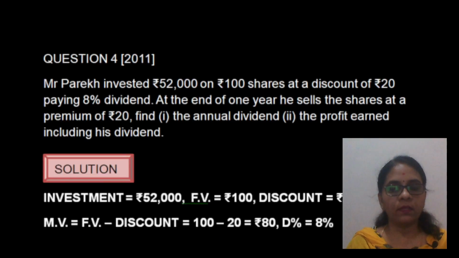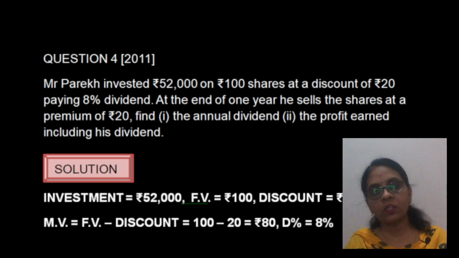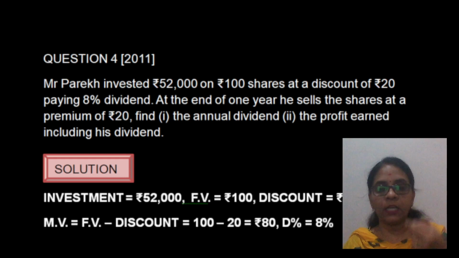So let's start this sum. This is from the year 2011. In this question it is given that Mr. Parekh invested 52,000 on rupees 100 shares at a discount of 20, paying 8% dividend. From this first line, what is the data that you pick up? We pick up that the investment is 52,000 on rupees 100 shares, which means the face value is 100, at a discount of rupees 20, which means the market value is less than the face value, below par. Market value is 100 minus 20, which is 80 rupees, and paying 8% dividend.